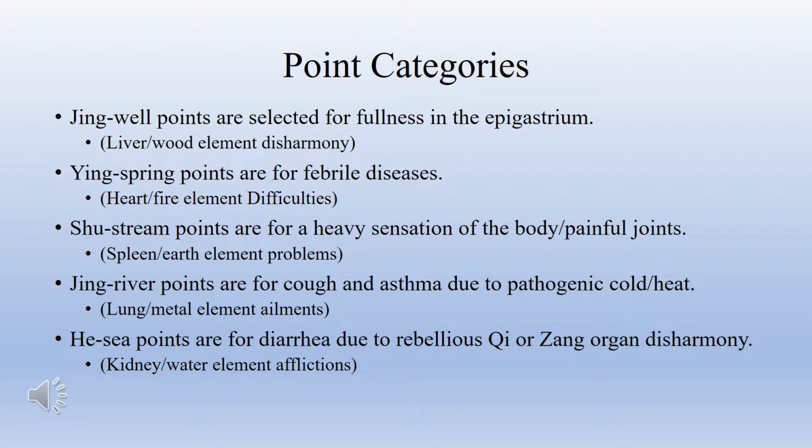Jing river points are for cough and asthma due to pathogenic cold and heat. Lung metal element ailments. He sea points are for diarrhea due to rebellion of qi or fu organ disharmony. It's a kidney water element affliction.